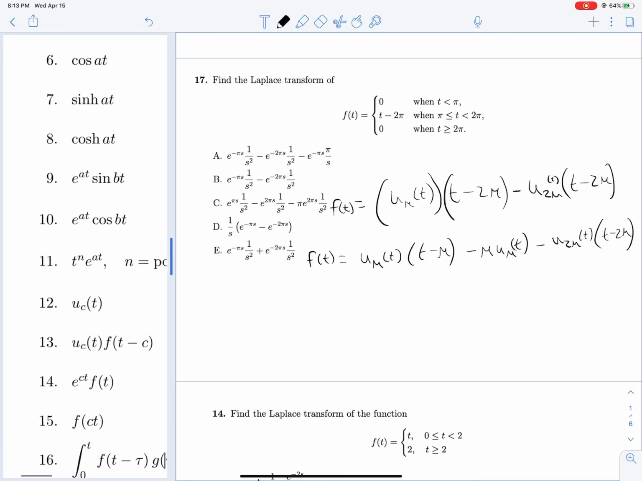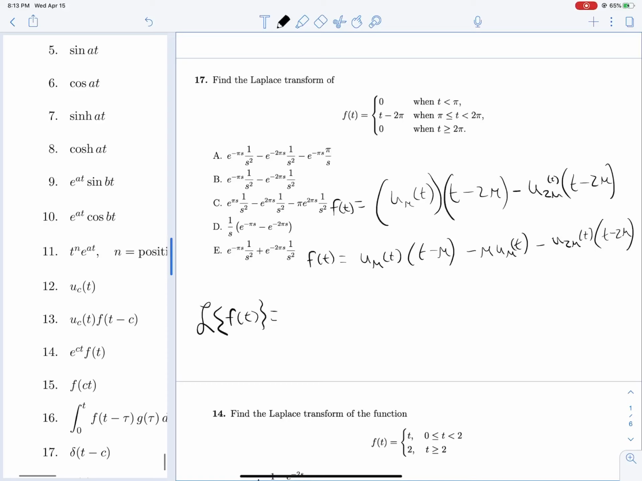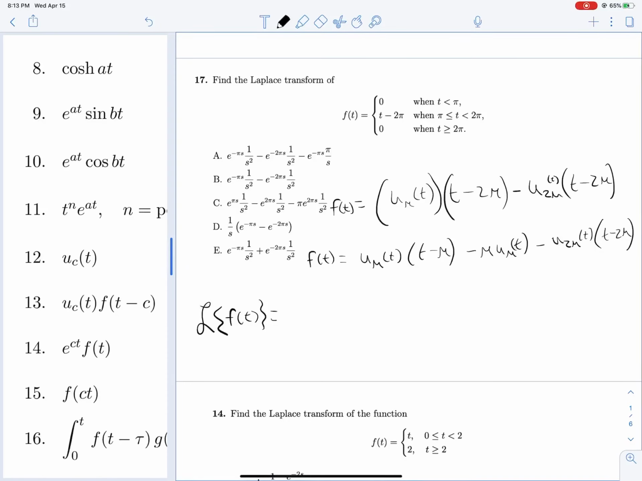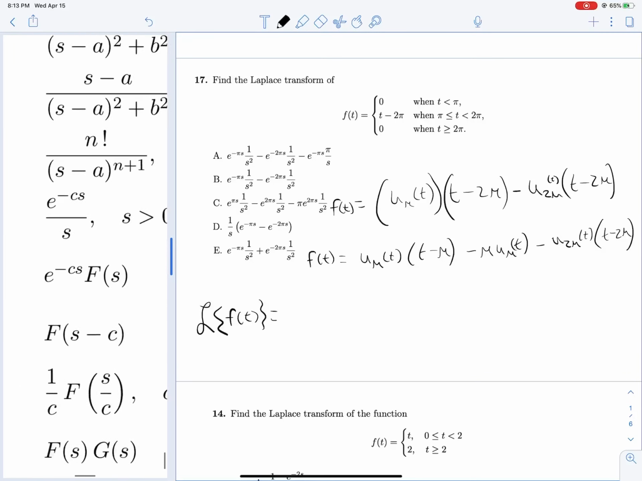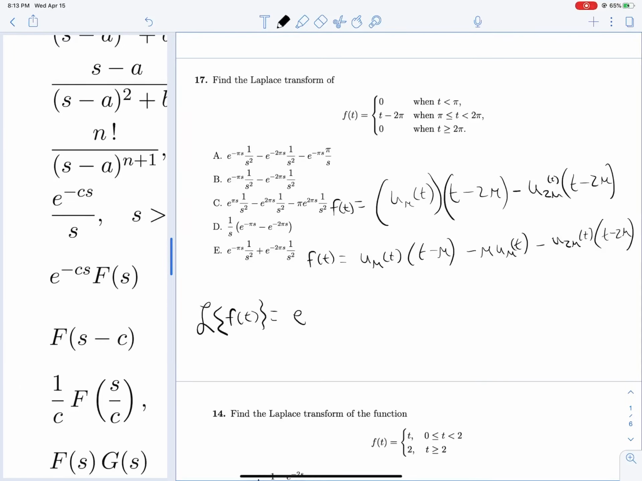We can use the fact, okay, I'll be clear here. We're taking the Laplace transform of f of t. And let's just go left or right. So we have uc of t multiplied by f of t minus c, and that will just become e to the negative pi alpha multiplied by the Laplace transform of this thing with no negative pi's in it. So that's just 1 over alpha squared.